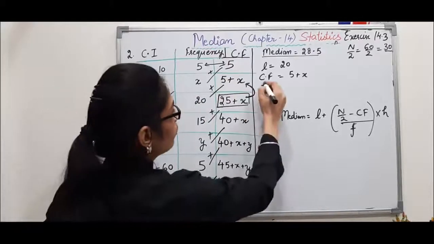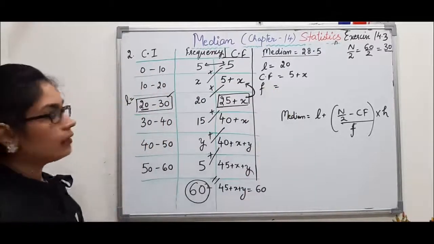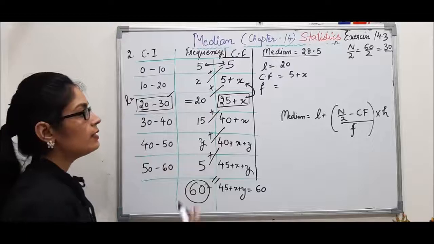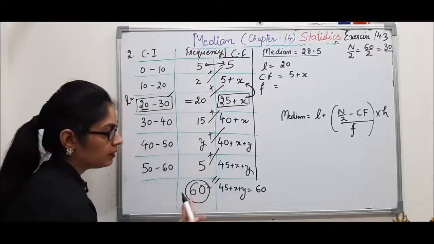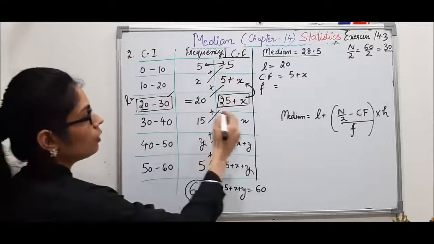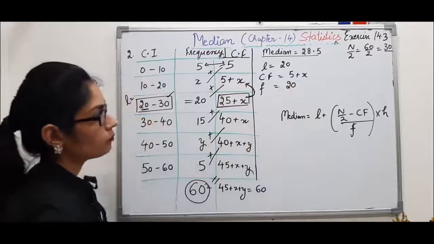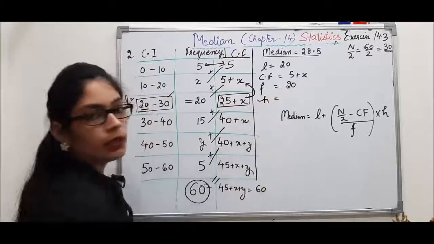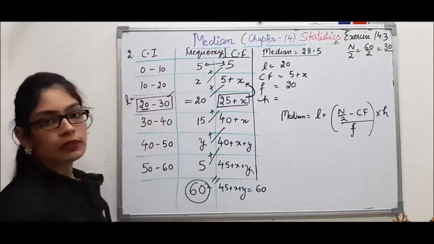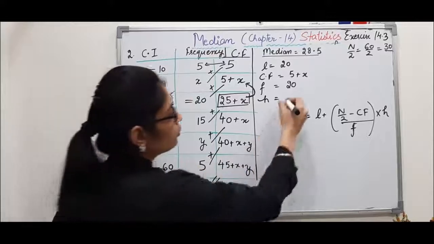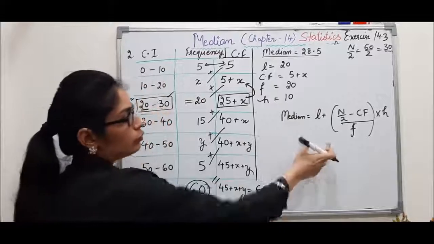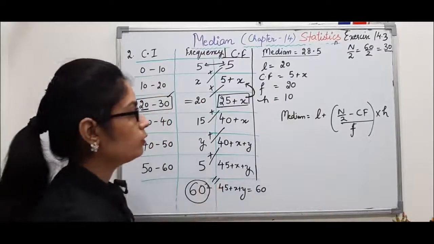Now F, frequency. It is the frequency of the median class, just opposite to this class interval. So once again, frequency you have to choose from this given data, and CF, cumulative frequency, you have to choose from this. So F is equal to 20. H, height of the class interval: you can see it is 0 to 10, 10 to 20. In each interval you can see a difference of 10, which means height is equal to 10. Now we can substitute all these values in this formula and find the values of x and y. So let's start.